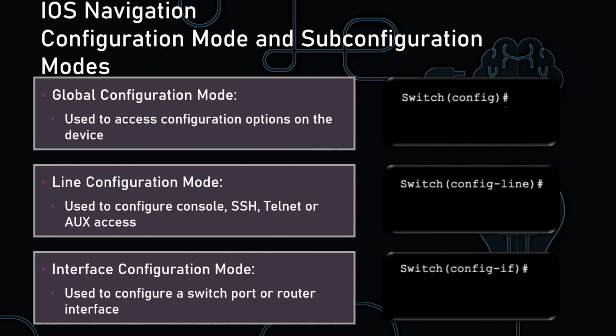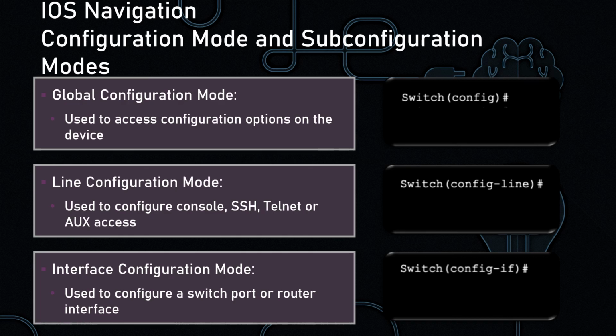We see here that it says config line when we're in this mode. If we go into config IF, this is configuration for an interface. This is where we're going to set up a port or a router interface. So let's say that we have 24 fast Ethernet ports on a machine. Those will be identified by int, which is the abbreviation we would use for interface. You can type out interface fully if you wish.